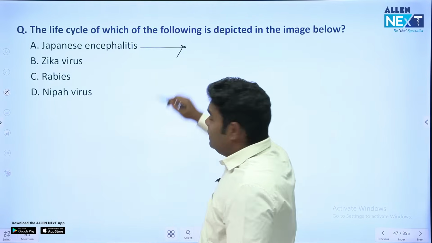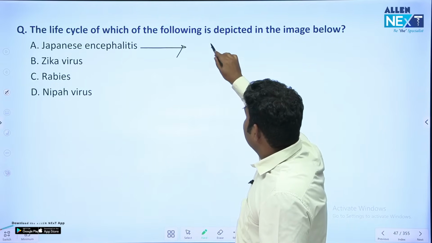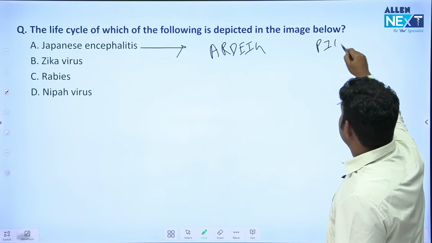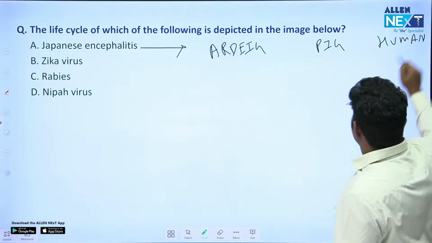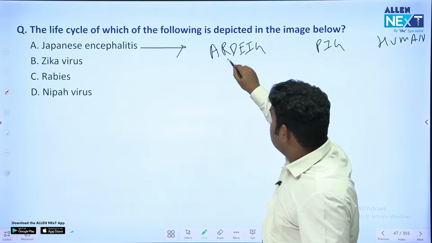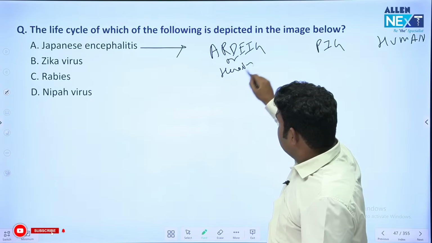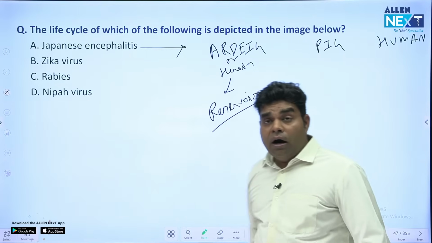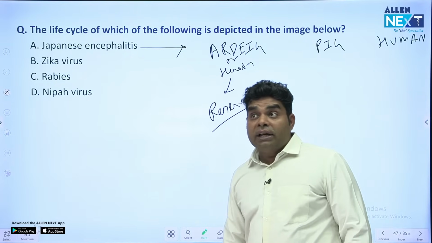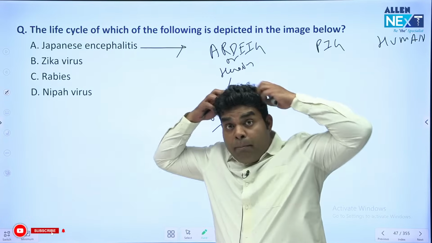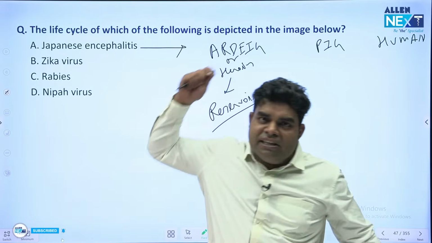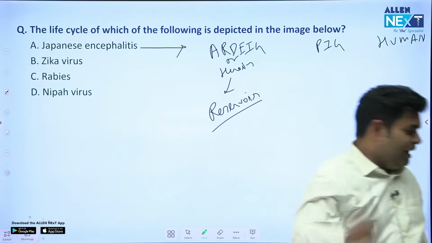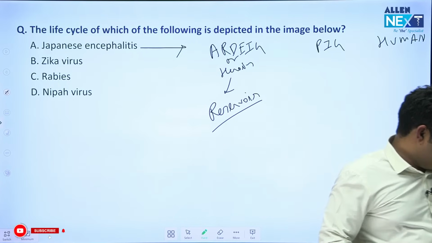In JE, remember there are 3 things: ardeid bird, then there is pig, and then there is human. So ardeid bird, which is also known as heron, is the reservoir. Can you tell me who is the maintenance host of JE? It's a challenge for all of you. Who is the maintenance host for Japanese encephalitis virus? Tell me.